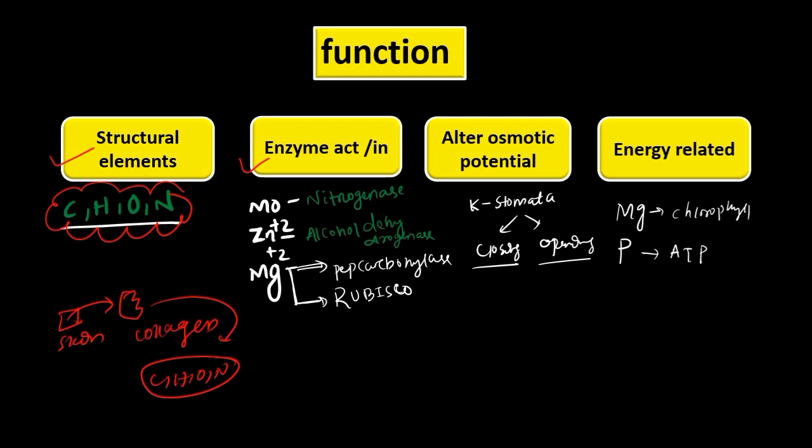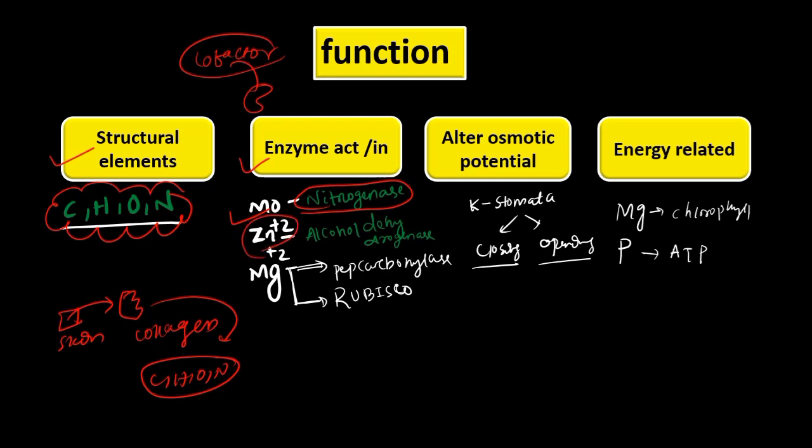Next is enzyme. We know an enzyme requires a cofactor. Why does it require a cofactor? It requires a cofactor for proper functioning. One is molybdenum. Molybdenum acts as a cofactor of the nitrogenase enzyme. This nitrogenase enzyme helps in nitrogen fixation.